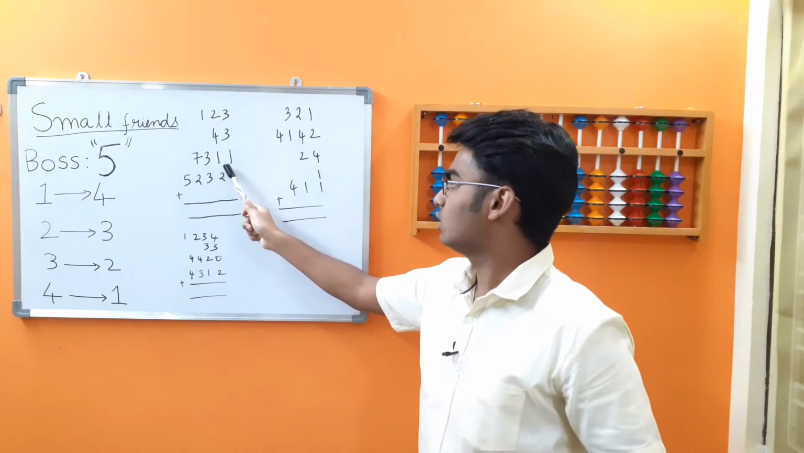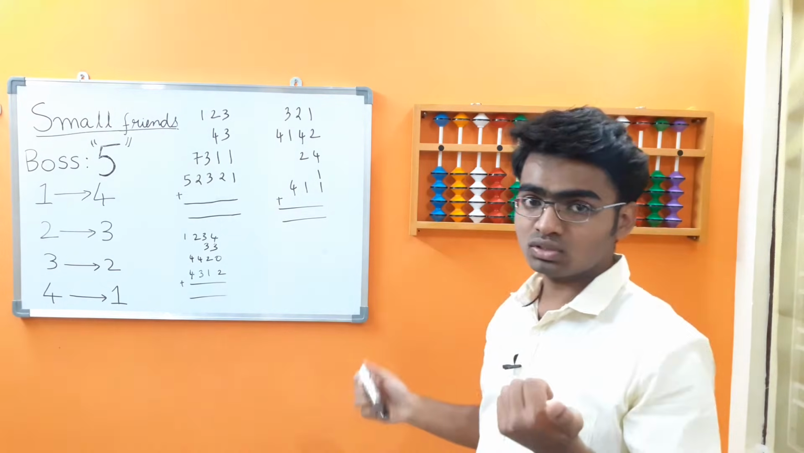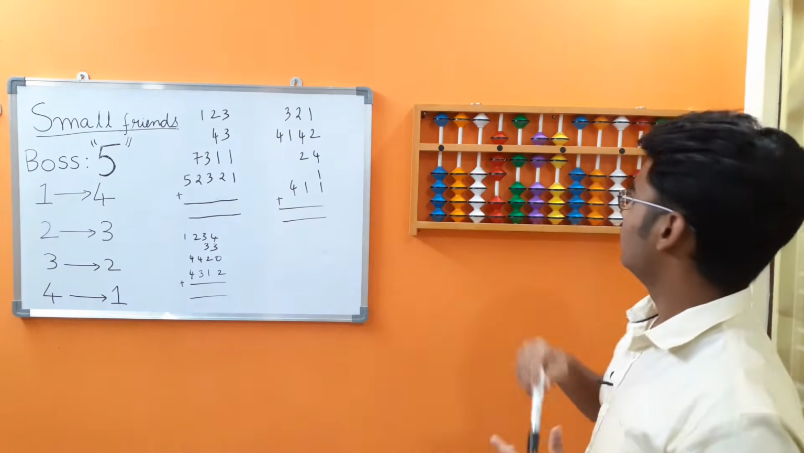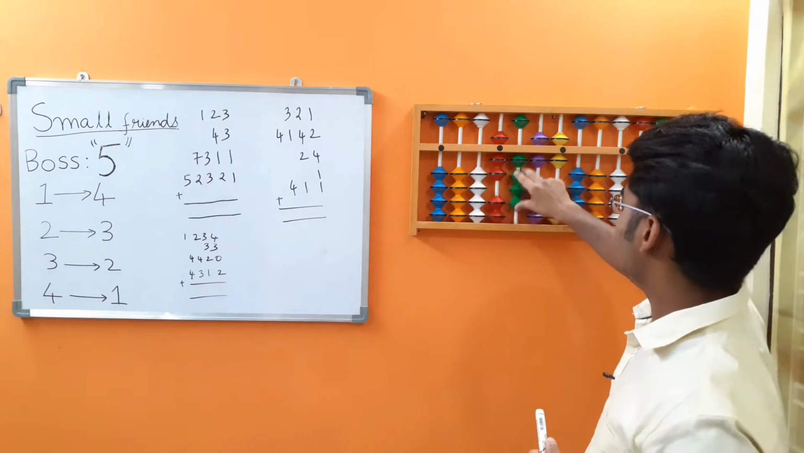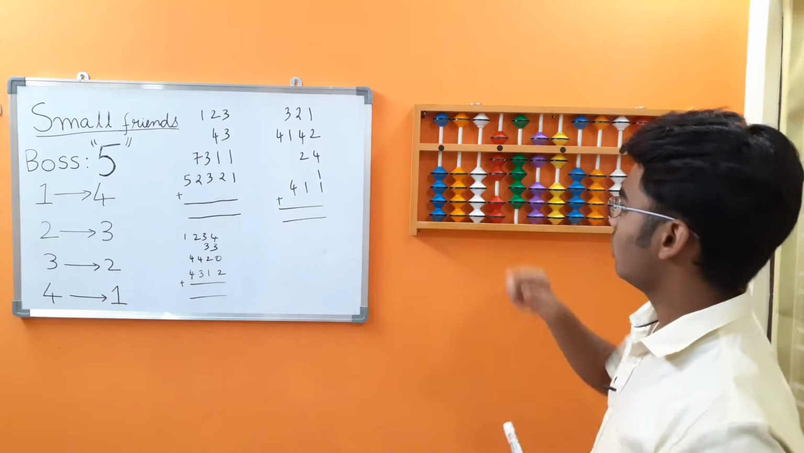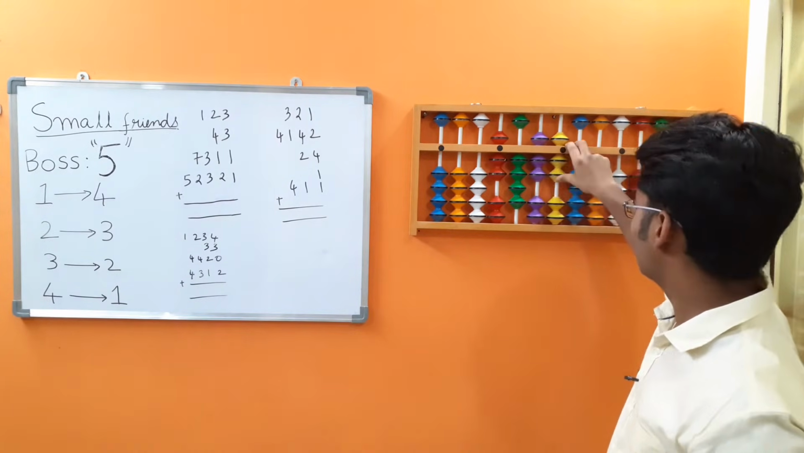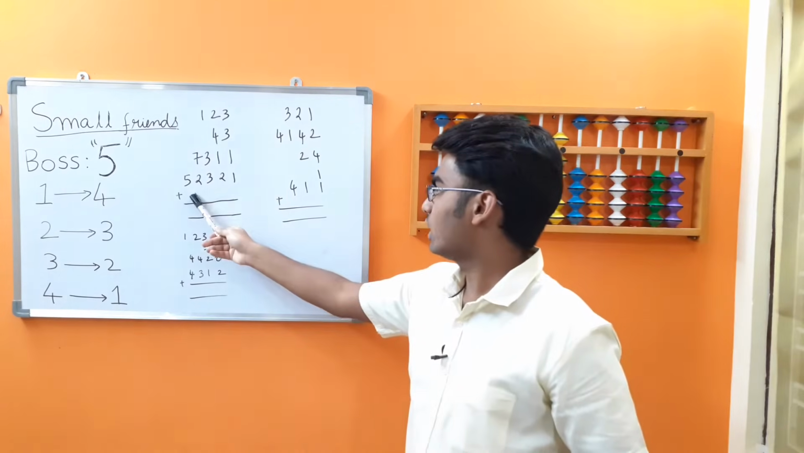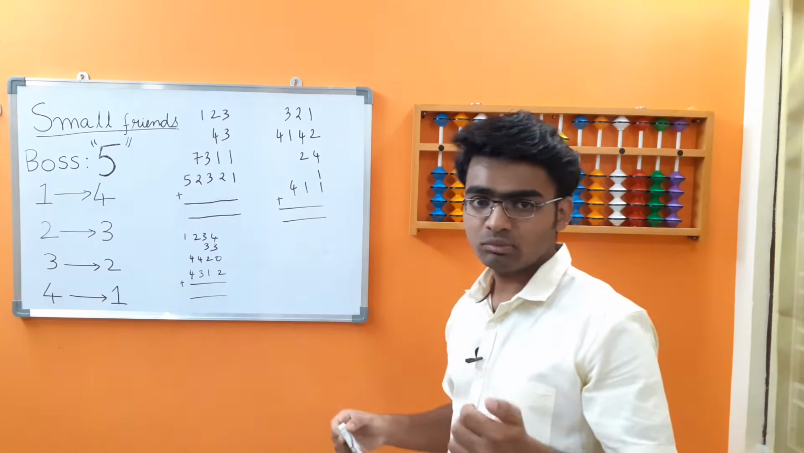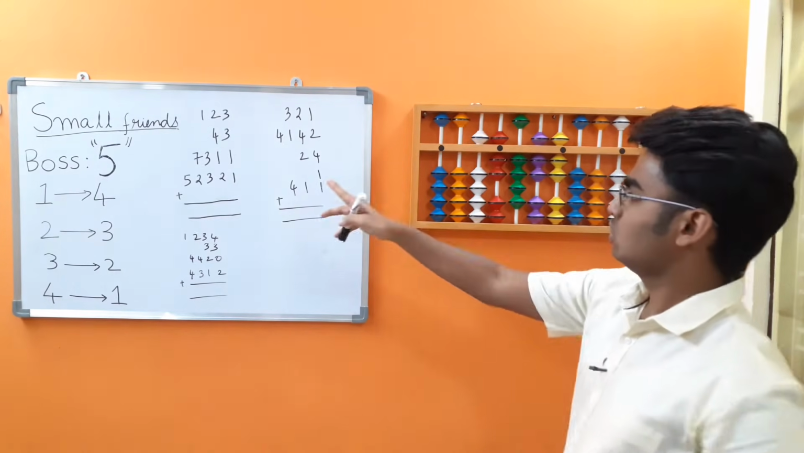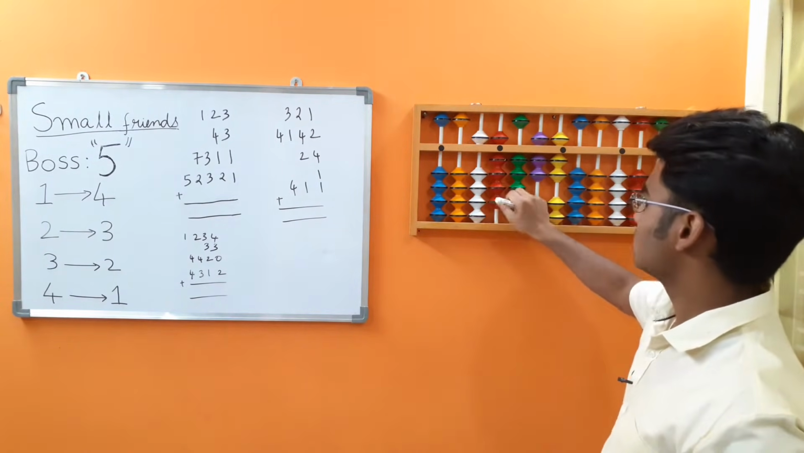7, 3, 1, 1. Now we have to make a shift to the thousands rod. 7, 3. We can add 3 directly here. 3, 1, 1. We can add 1, 1 directly. Now 5, 2, 3, 2, 1. Let's make a shift to the 10,000s rod. 5, 2. We can place 2 directly on this rod.